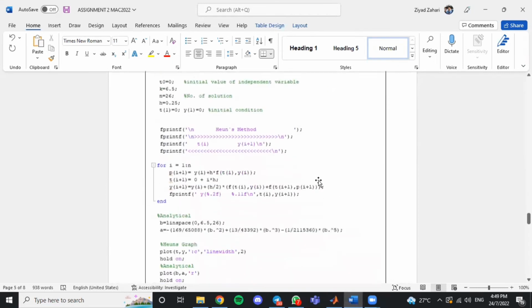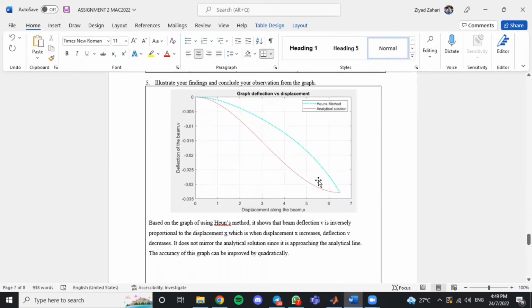So for Heun's method, we can see from the graph that it shows beam deflection V is inversely proportional to the displacement, which is when displacement increases, deflection decreases. It does not mirror the analytical solution since it is approaching the analytical line. The accuracy of this graph can be improved quadratically.